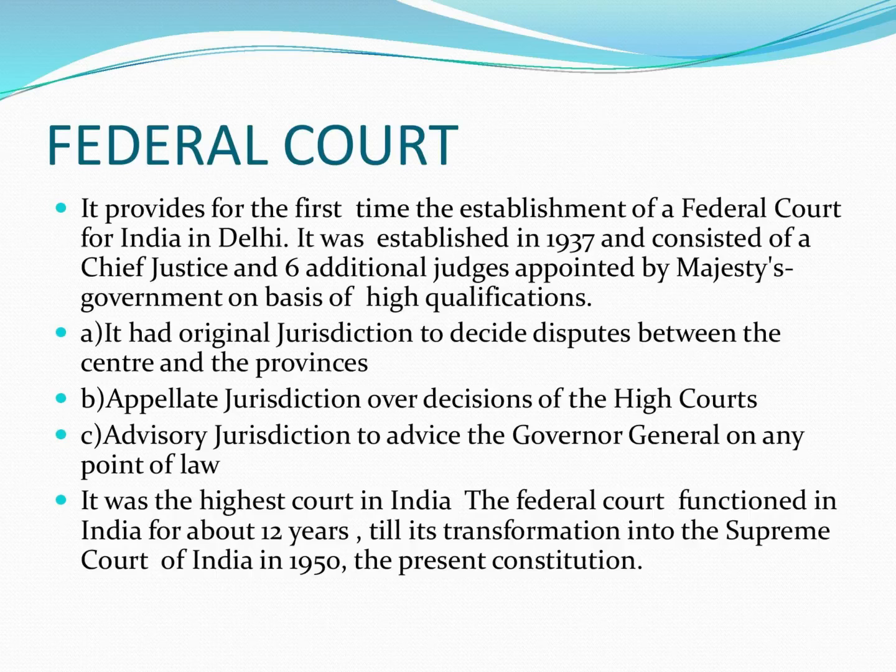It had original jurisdiction to decide disputes between the center and the provinces. Again, this act not only provides the information regarding the establishment of the federal court, apart from this, the act also laid down the functioning of the federal court. So this federal court having the original jurisdiction, that means it receives the cases between the center and the provinces. Whenever differences occur between the center and the provinces, the federal court provides justice by removal of any of the issue. Then the second one, appellate jurisdiction over decisions of the High Court.